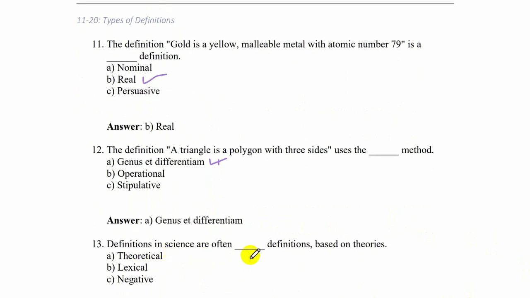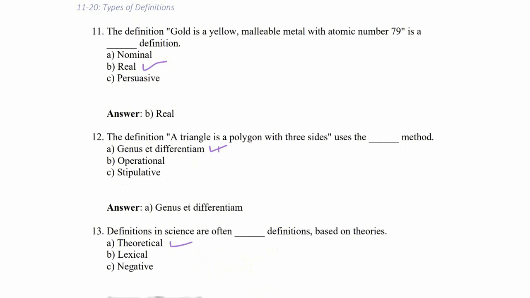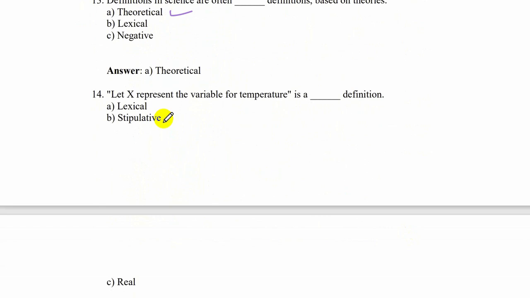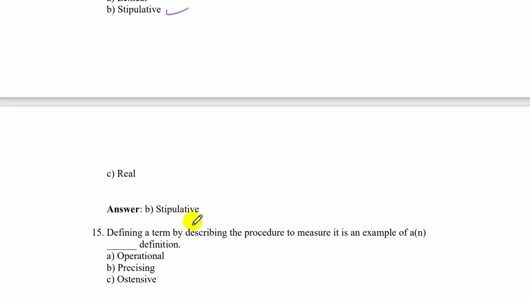Definitions in science are often dash definitions based on theories, of course, theoretical definitions. Let x represent the variable for temperature is a stipulative definition. Defining a term by describing the procedure to measure it is an example of an operational definition.